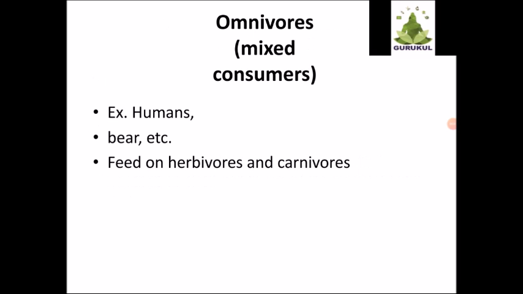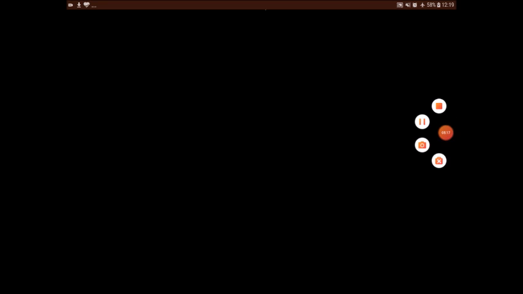And then we have the omnivores. Omnivores means mixed consumers, like human beings, bears, etc. The organisms which depend upon herbivores as well as carnivores for their food are known as omnivores.